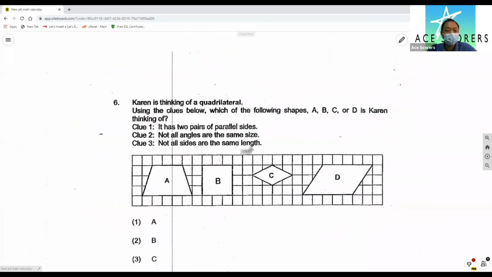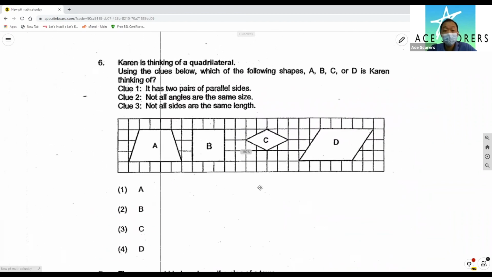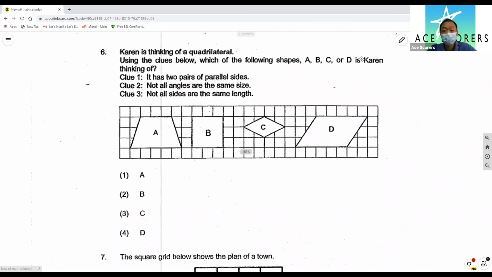Okay. Karen is thinking of a quadrilateral. What's the meaning of quadrilateral? That means 4-sided figure, yeah? It has two pairs of parallel sides, so it cannot be A because they're talking about two pairs, so it's either D or C or B.